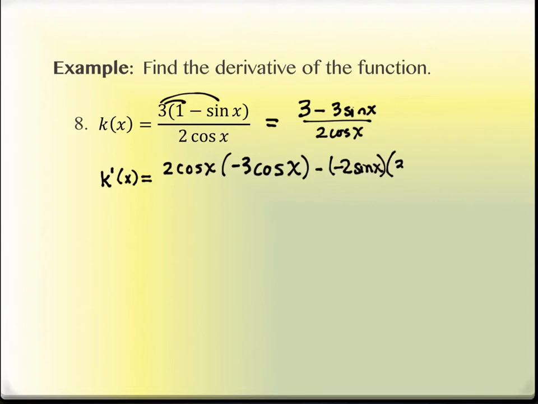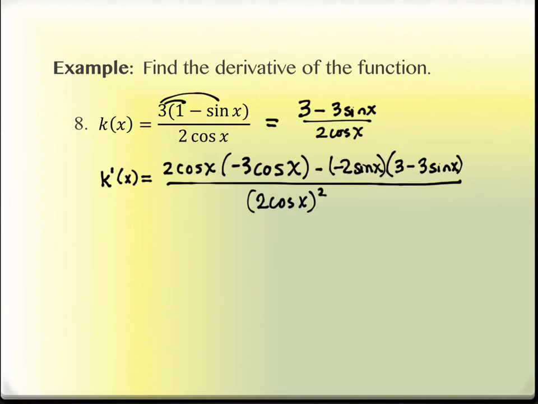And then we rewrite the second piece, 3 minus 3 sine x. And all of this is written over 2 cosine of x squared. Okay, so far so good? I do have a question.